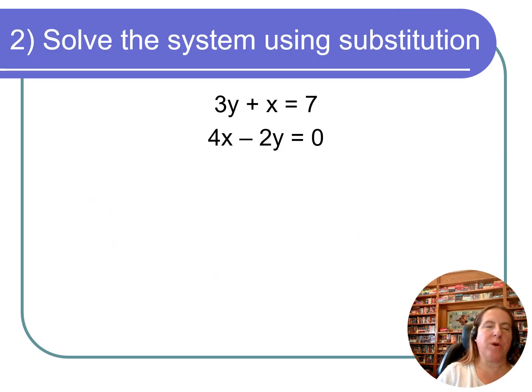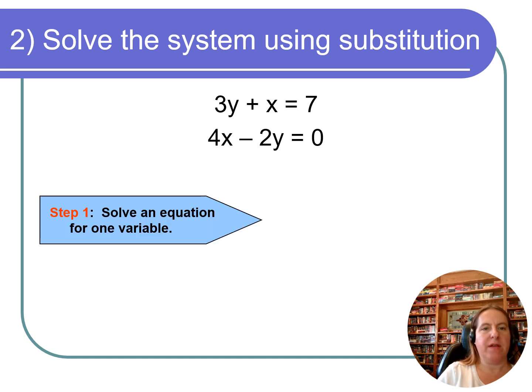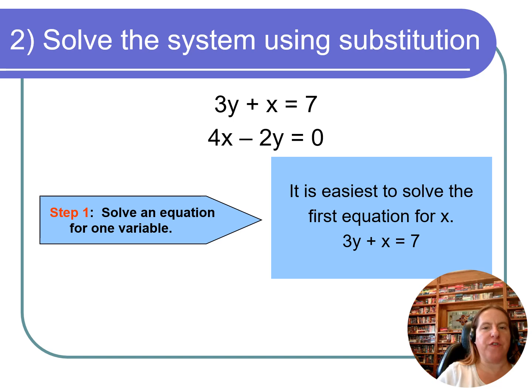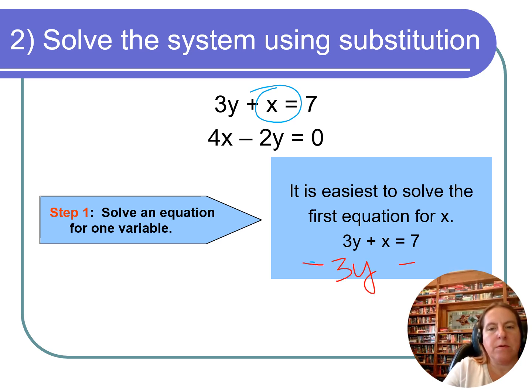You might have a problem where neither equation is solved for x or y. So that's going to be our first step. Step 1 is to solve an equation for a variable. Now in this case, it's going to be easiest to solve the top equation for x. I can tell that because x does not have a coefficient in front of it. So 3y plus x equals 7. Well, I want to get x by itself, so I need to subtract 3y from both sides. So that means x is equal to 7 minus 3y.